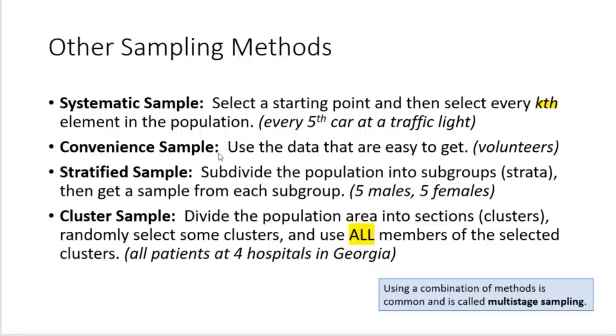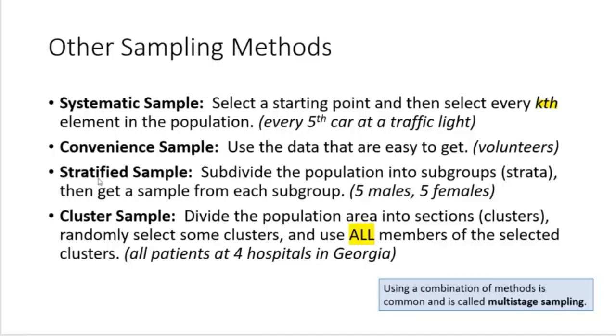Convenience, of course, is the least reliable, but it's just the data that's easy to get. It's volunteers, or it happens to be everybody that's at a location at the same time. If I want to stand out in front of Walmart and ask people leaving Walmart something, that's just convenient. It's an easy way to ask a lot of people. But it does not really represent the entire population, although it seems like everybody goes to Walmart. That's not a good cross-section.